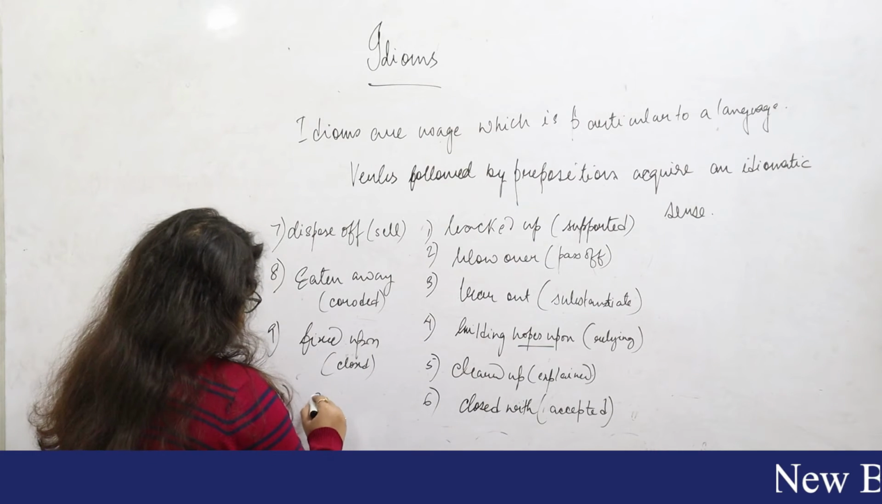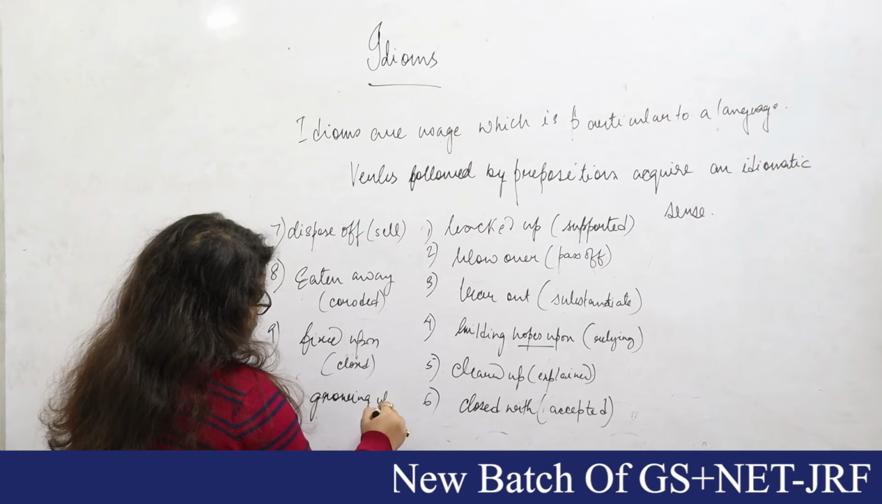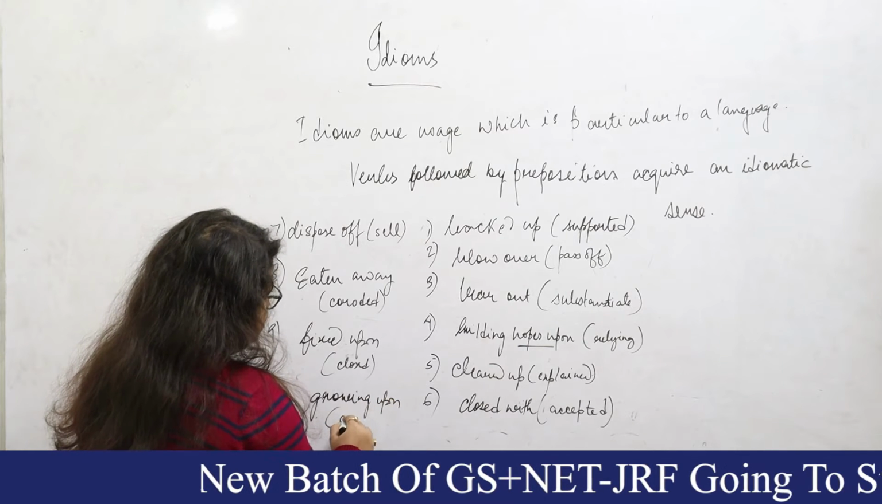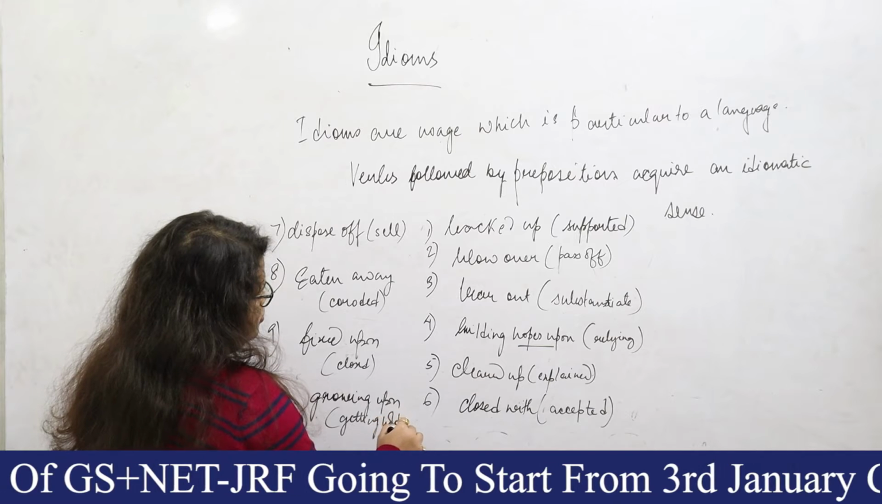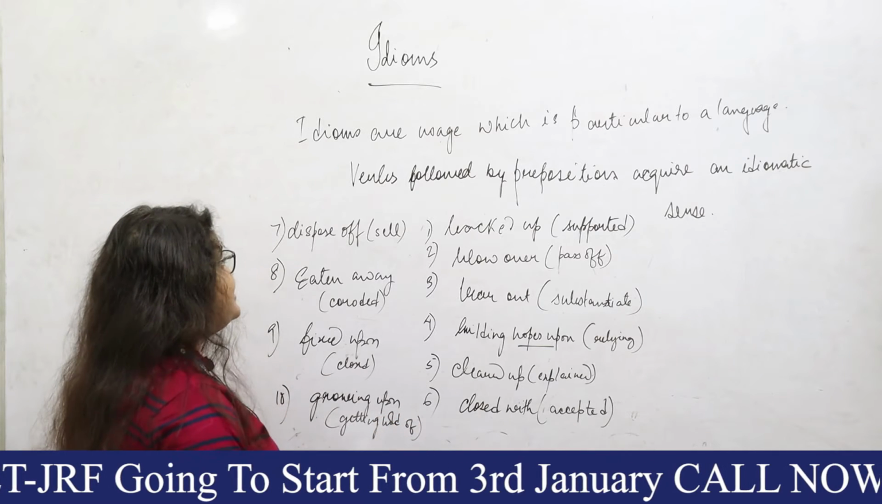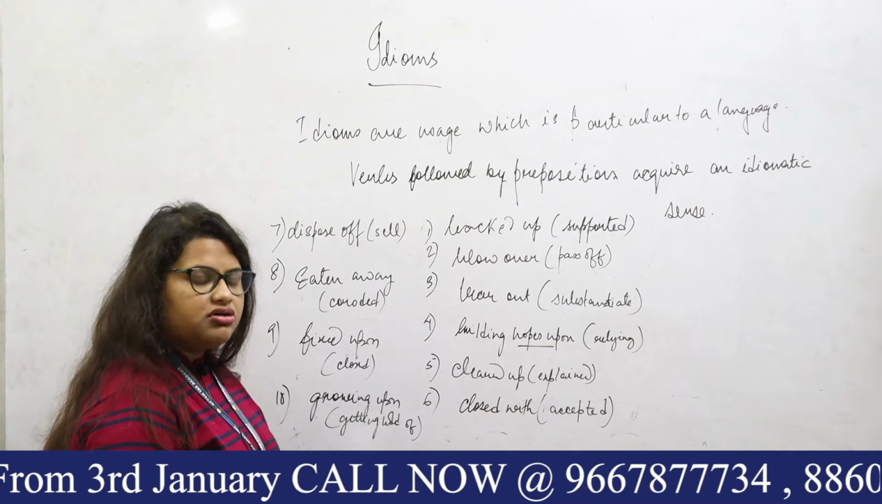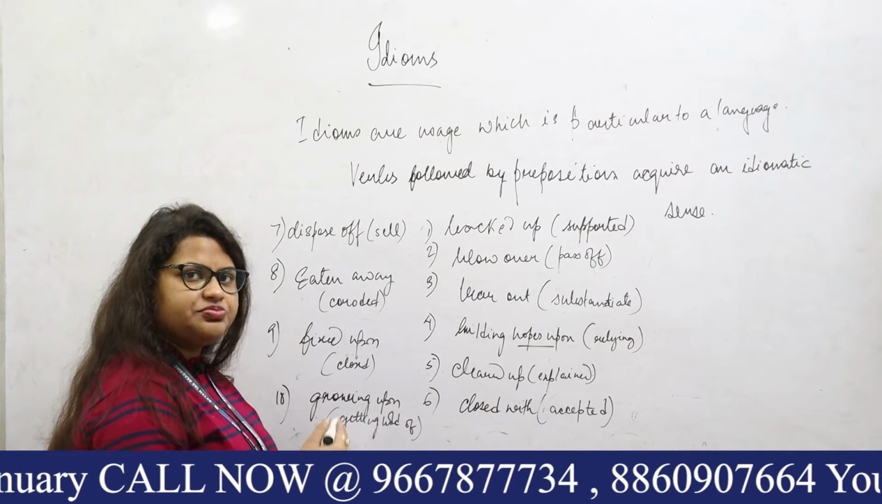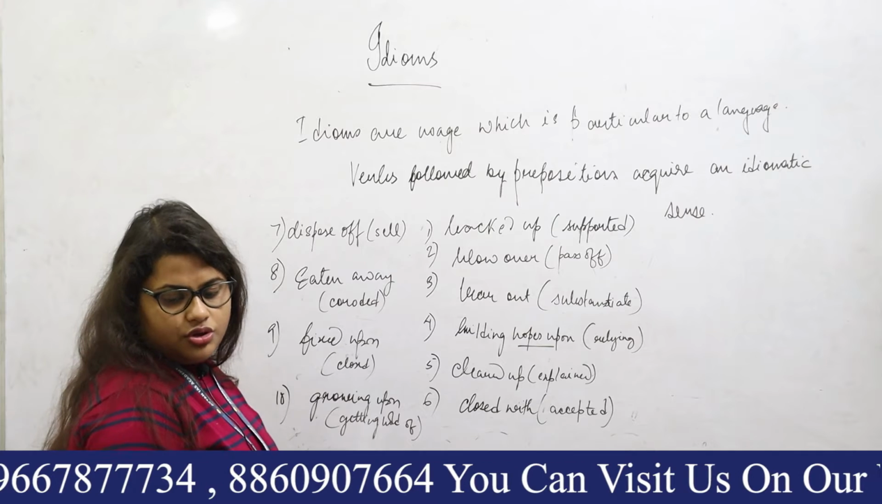Next could be when we say growing upon, which means getting hold of. When we say that the habit of tobacco has been growing upon him stronger than ever, it means that he is becoming more and more addicted to tobacco.